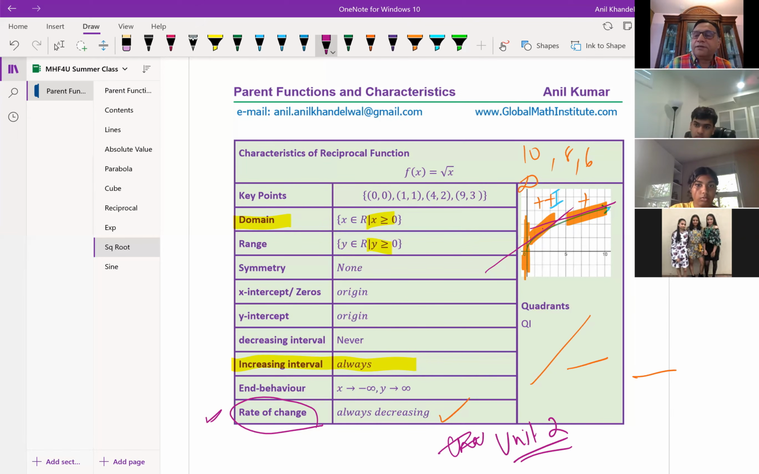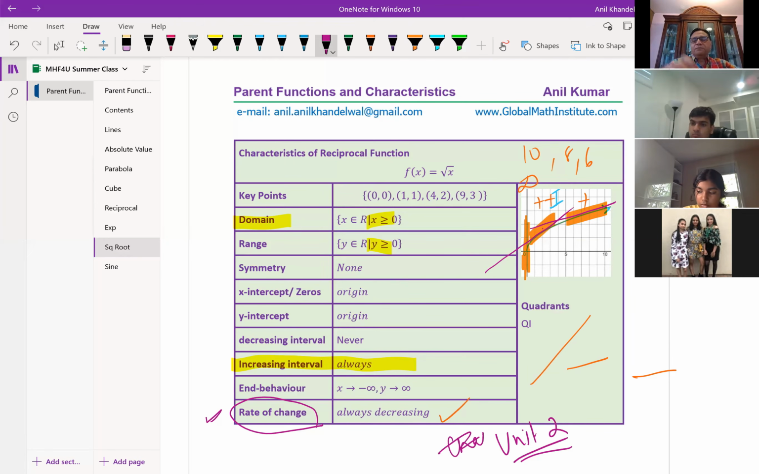But I think now you got an idea of what is rate of change and what we understand by an increasing function or a decreasing function. Both are different things. The function is increasing, but the rate of change is decreasing. This is a very unique example. If I ask you which function is always increasing, but whose rate of change is always decreasing, tell me. Square root function. Make a note. Write down. Which is the parent function which is always increasing, but whose rate of change is always decreasing? The only function is the square root function. Is that clear?